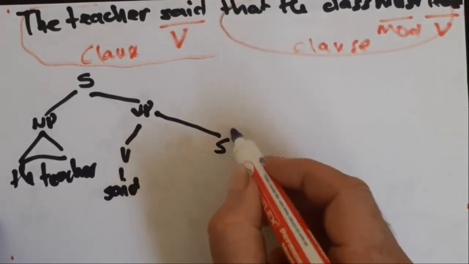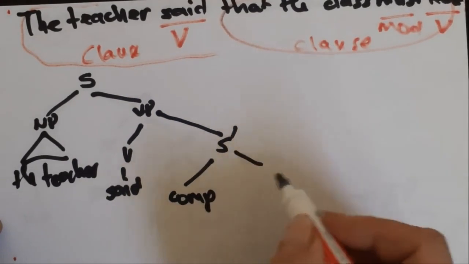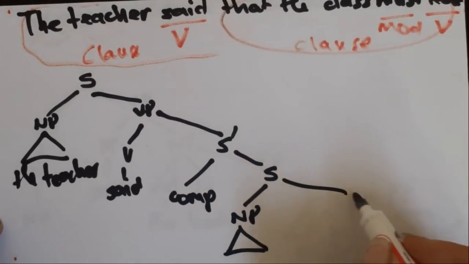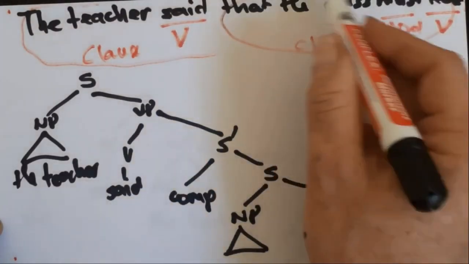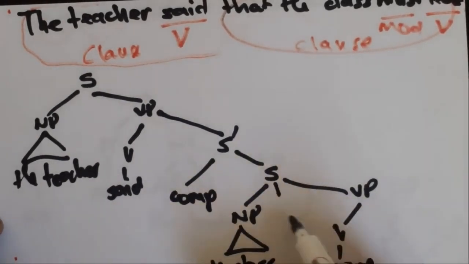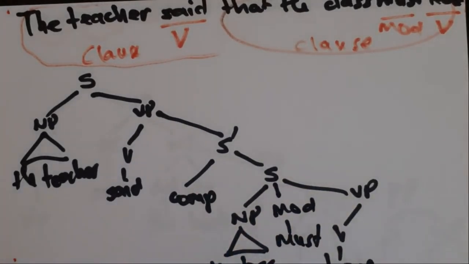We introduce that with the S-bar. S-bar has a complementizer in it, which will eventually be the word that, and the complementizer selects a sentence. The sentence breaks into a noun phrase and a verb phrase. The noun phrase is going to be the class, and the verb phrase is headed by the verb leave. We mustn't forget to put in our modal, which comes off the S, and the modal bears the tense in the sentence. This will be important for the next example that we're going to be looking at.